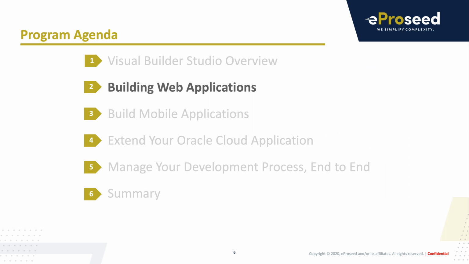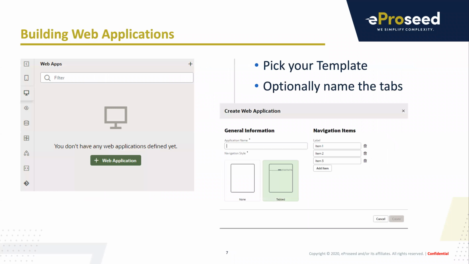is, well, it can be completely declarative. If you open Visual Builder, the first thing that you can do to build a web application is just click a button, and that will show you a very simple dialog where you can pick a template, which is, well, either no template at all, so you build the application completely from scratch with your own layout, or you pick the tabbed template, which is part of the creation wizard.